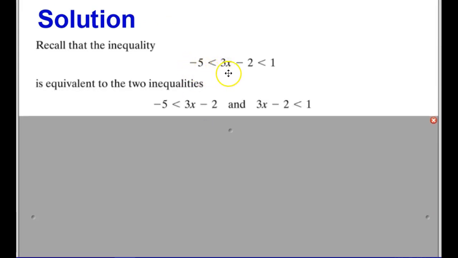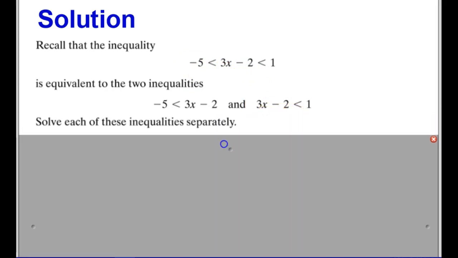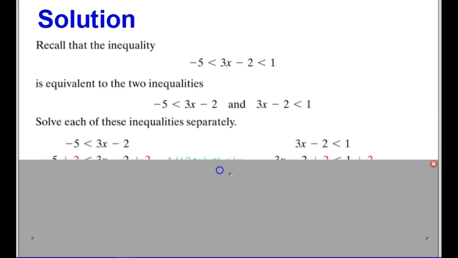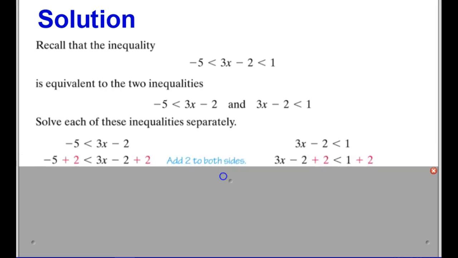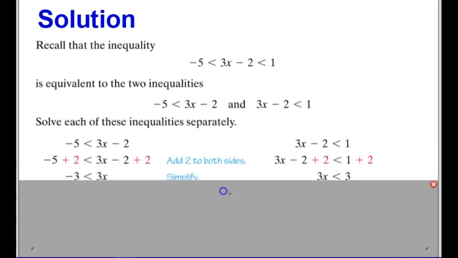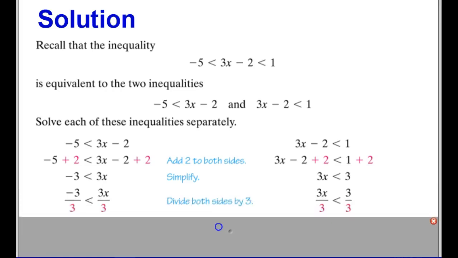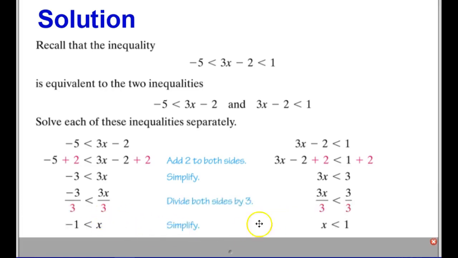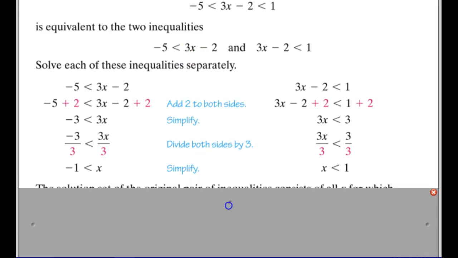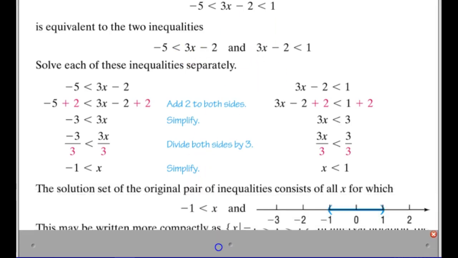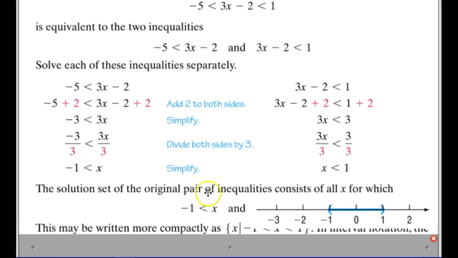So I have negative 5 is less than 3x minus 2. I also have 3x minus 2 is less than 1. So now I'm going to solve both of those independently. In order to do that, I want to get all of my x's to one side and all of my constants to the other side. So I'm adding 2 to both sides, and then I continue to simplify until I have my x by itself for both of those. So I first have to take my compound inequality and split it into 2 different inequalities that I can solve simply. Okay, so now I can graph my solution because I see that negative 1 is less than x, but x is less than 1.